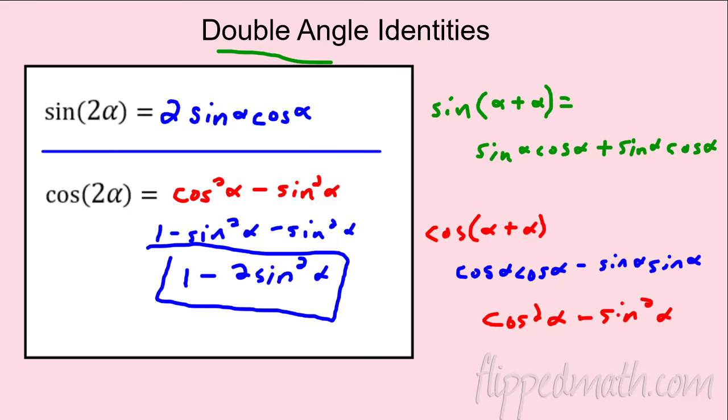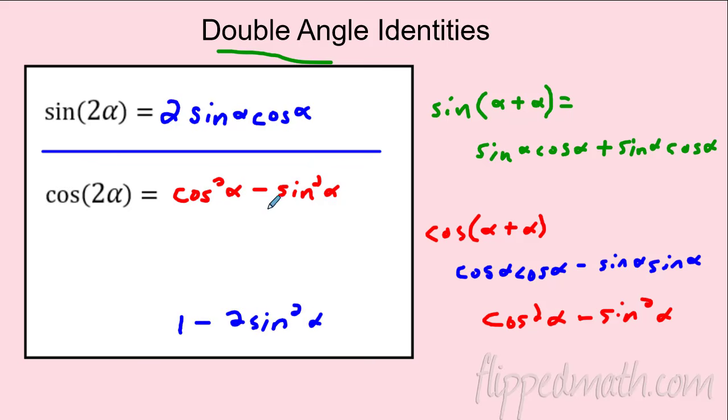Can we do the same thing but replace sine squared? Sure. Let me clean this up a little bit. So let's do it again. This time we'll replace cosine squared. I'm going to write this out and derive it. I'm going to minus sine squared. But what is sine squared? Sine squared is really 1 minus cosine squared. So we can do this. This is just another way to write the double angle for cosine.